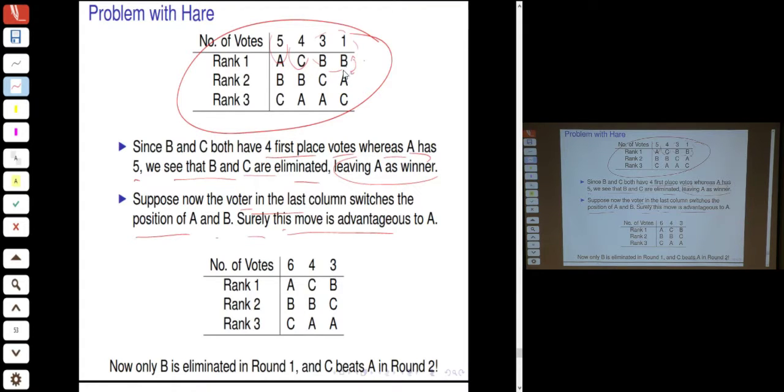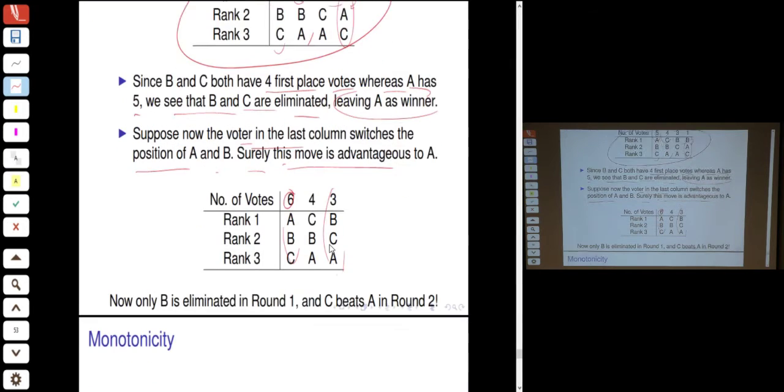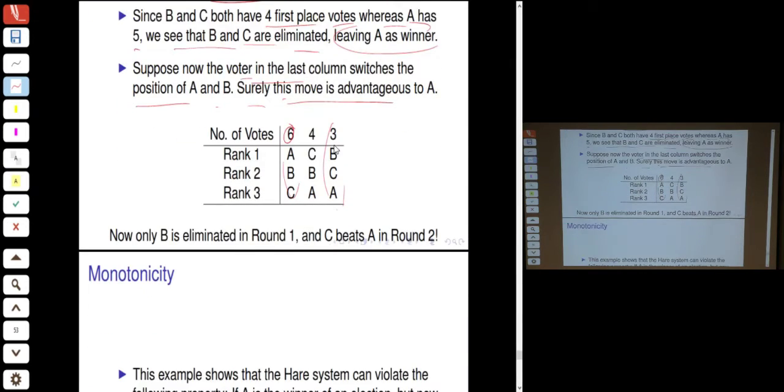So A and B switched here, so this profile becomes ABC. ABC has 6 now, and CBA and BCA are 4 and 3 as before. So now in round 1, B is eliminated because B has the least number of first place votes. Now, if B is eliminated, let's eliminate B from everywhere. So now A has 6 first place votes, whereas in both of these profiles, C is above A. So these are both in favor of C.